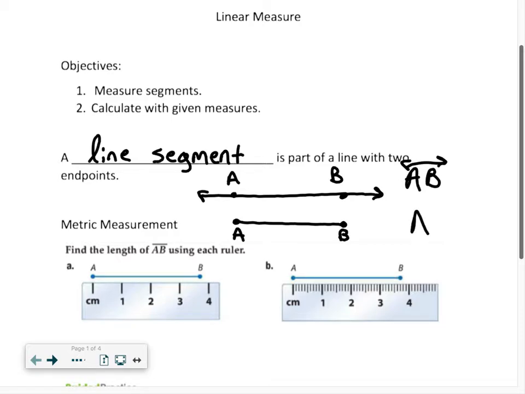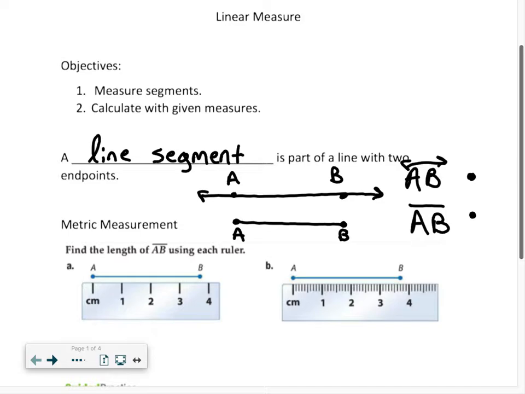And so notation wise, to use a line segment, we just use a line above the two points A and B. We don't need the arrows to show that it goes on. Notice the difference again between line AB and then segment AB. Segments have endpoints. So let's talk about metric measure.